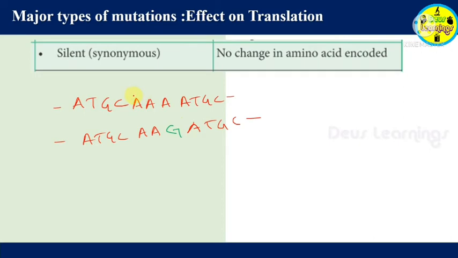So this AAA codes for lysine, right? And there is a nucleotide substitution. You can see it is a transition where A is replaced by G. But interestingly, this sequence will also be coding lysine. So since the amino acid sequence is the same, there is no outcome because of this mutation. So this mutation is called a silent mutation. Here it is written that there is no change in the amino acid encoded. So the amino acid type encoded will not change, it will stay the same.